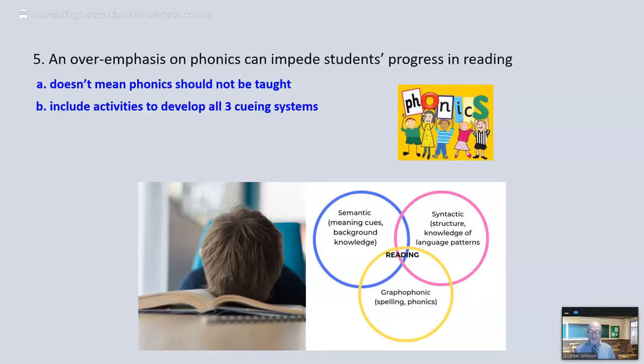Now, an overemphasis on phonics can impede students' progress. That means you're focusing on this one and you're atrophying the other two cueing systems. Now, this does not mean that phonics should not be taught. It means that you need to include all three in developing students' ability to recognize words.